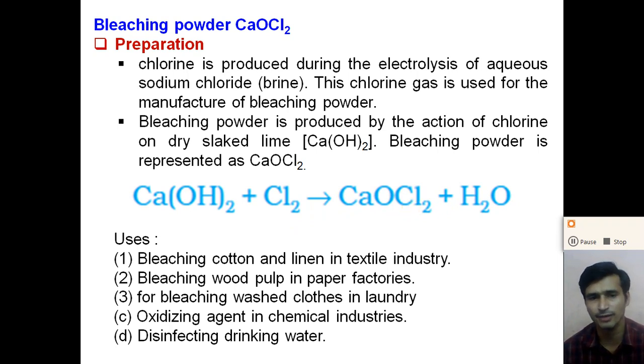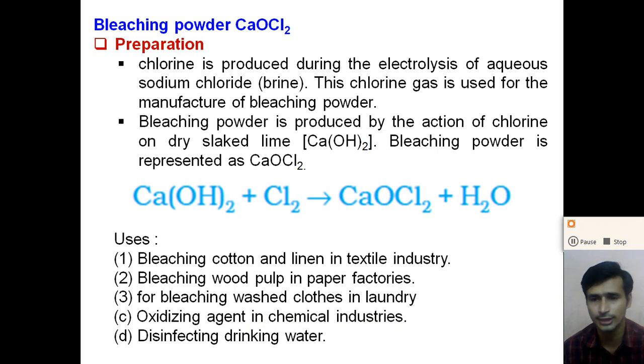Bleaching powder is used for bleaching cotton and linen cloth in the textile industry, bleaching wood pulp in paper factories, and bleaching washed clothes in the laundry. We use bleaching powder to wash clothes, right? Another use is as an oxidizing agent in the chemical industry.